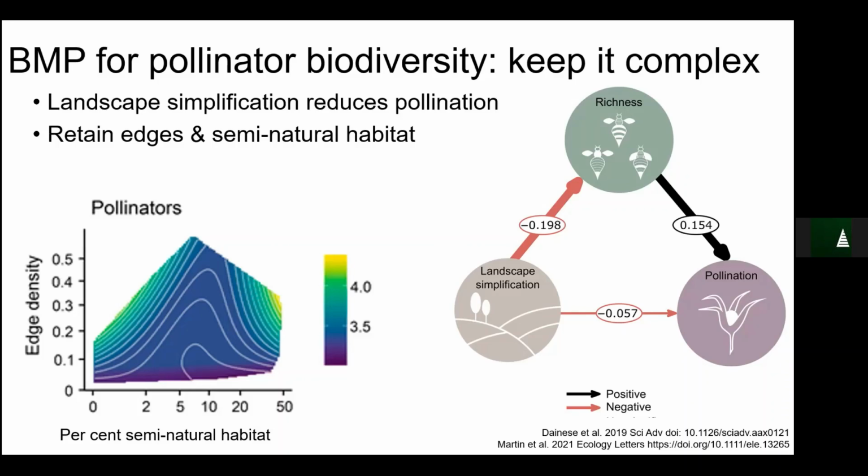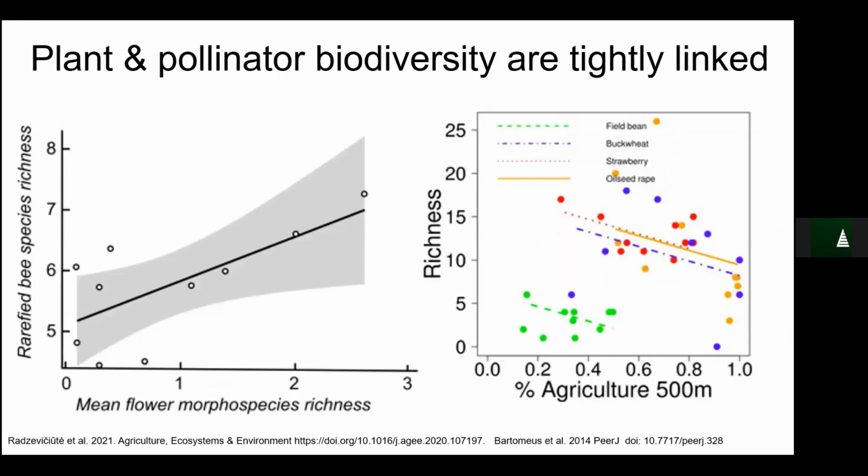Anytime you can retain edges and semi-natural habitats, there is a wealth of papers out there. I'm running out of time here, so I'm just going to skip past the quantitative evidence. But at the end of the day, plant and pollinator biodiversity are tightly linked. So if you can make sure there's lots of different kinds of flowers out there, you're going to have lots of different kinds of pollinators. That's the trick here. The figure on the bottom left is pretty obvious, right? The line goes up. There are more bee species when you have more different kinds of flowers.